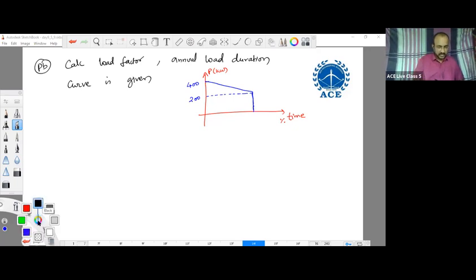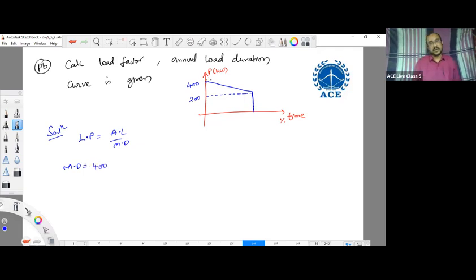So how do you calculate the load factor? Load factor is the ratio of average load to maximum demand. So what is the maximum demand here? It is 400, the highest point. So that is the maximum demand.